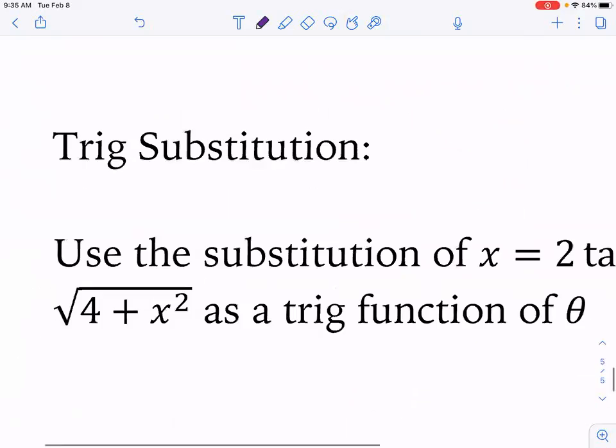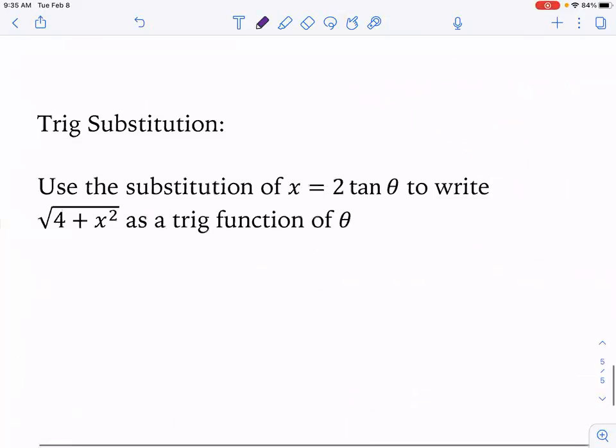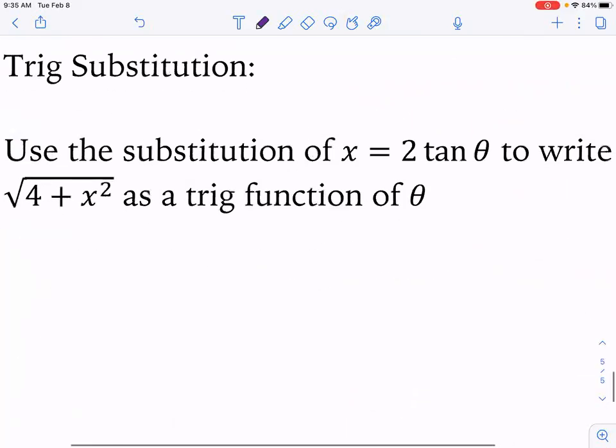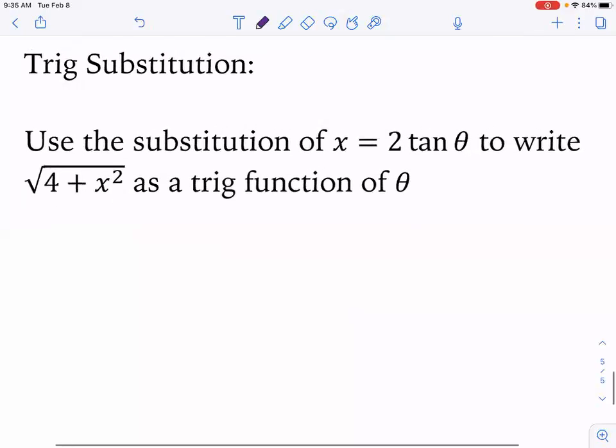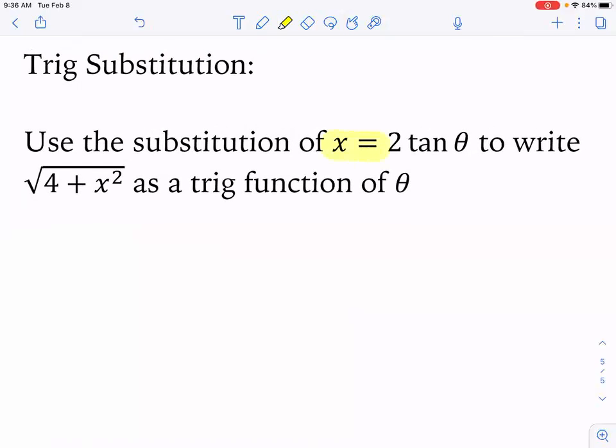All right. This is something that I use with my Calc 2 kids. It's a concept called Trig Substitution. So I want you to write down that x equals 2 tangent of theta. And we are going to write the square root of 4 plus x squared as a function of theta. So just write those things down that I highlighted.